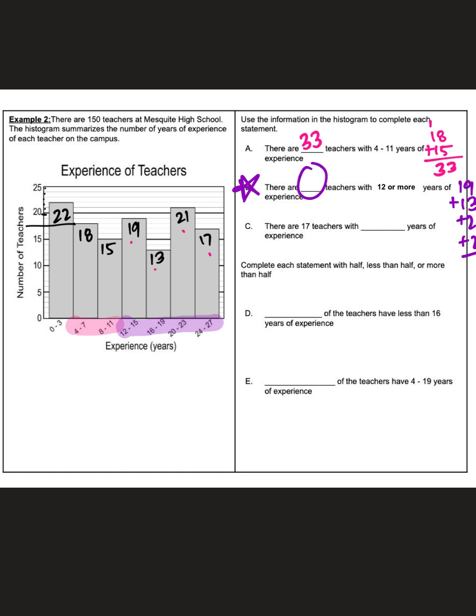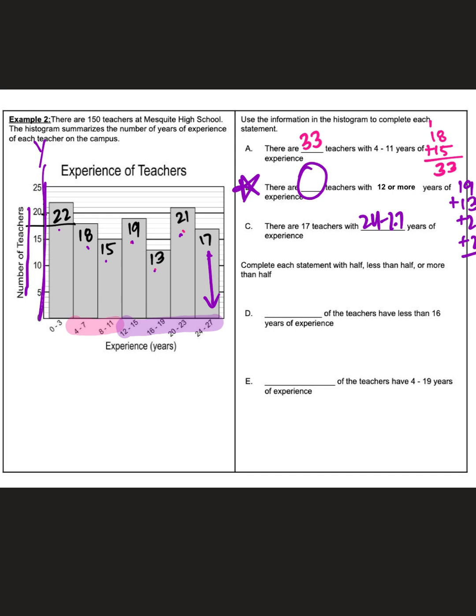Moving on to the next one, there are 17 teachers with blank years of experience. So this is one of the backwards ones. All right, so we're going to look for where there are 17 teachers. Remember, this axis, the y-axis, represents the number of teachers. So we're going to look for 17. Here's 22, 18, 15, 19, 13, 21, and 17. Okay, we found the 17 teachers, but it's asking for how many years of experience that was. What was that bucket? 24 to 27. So 17 teachers had 24 to 27 years of experience.